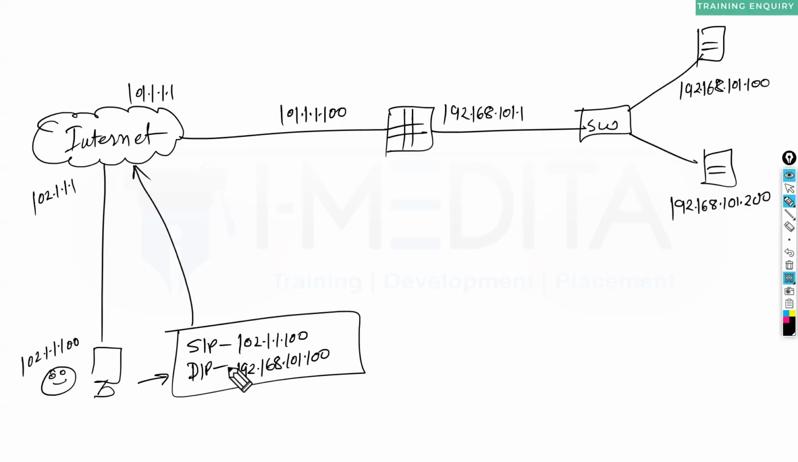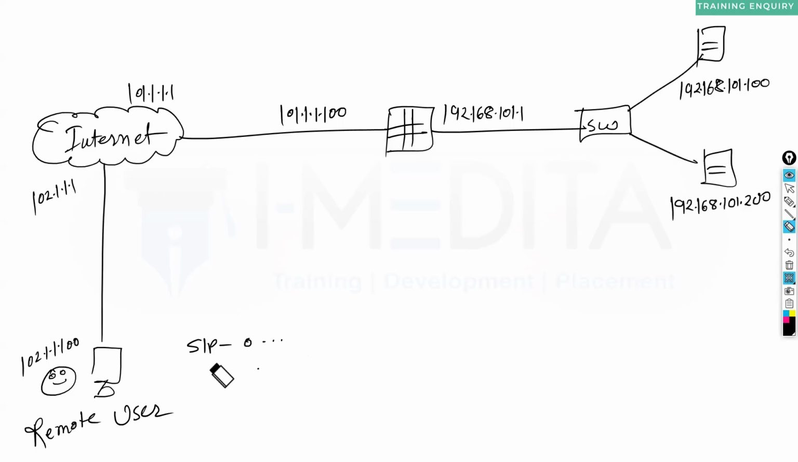The internet will check the destination IP, which is private. The internet has only public IP information, so the packet will be dropped by the internet. The packet will not go to the actual destination. Normally, this remote user can't access internal resources. Now, how can we access it?